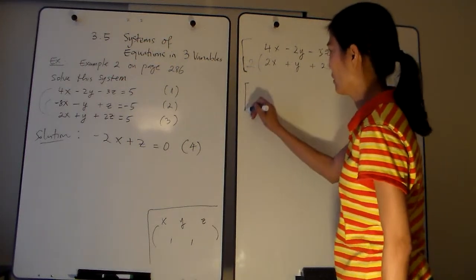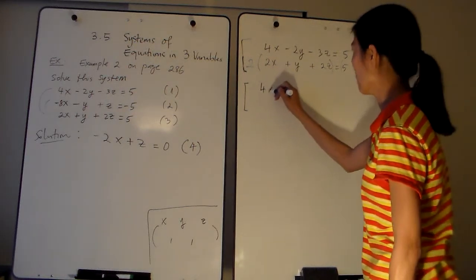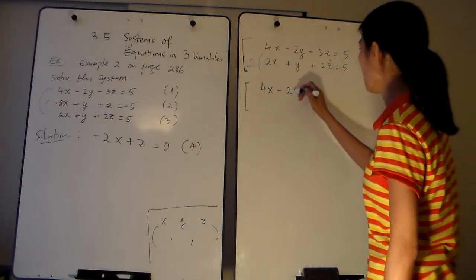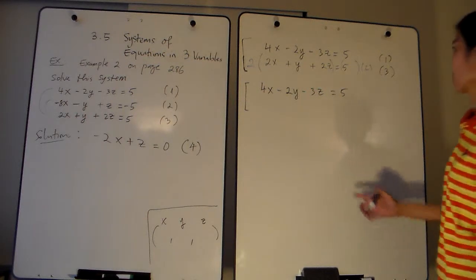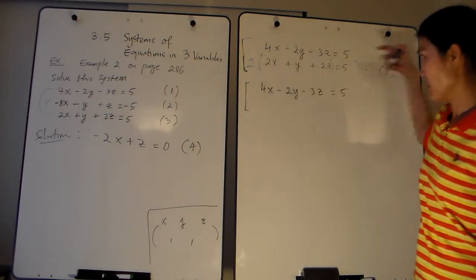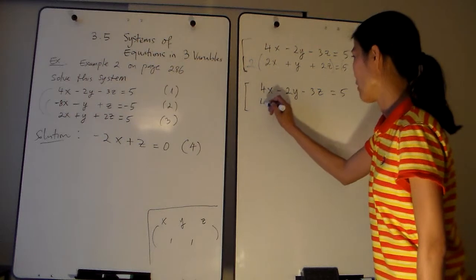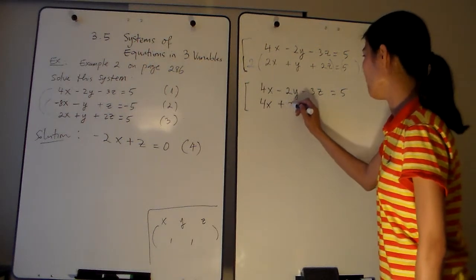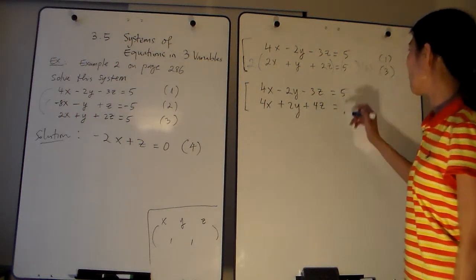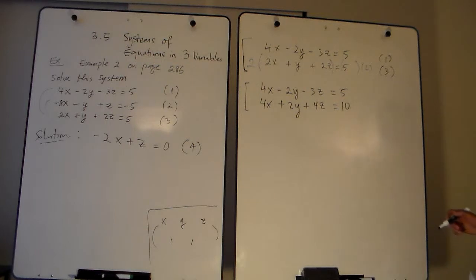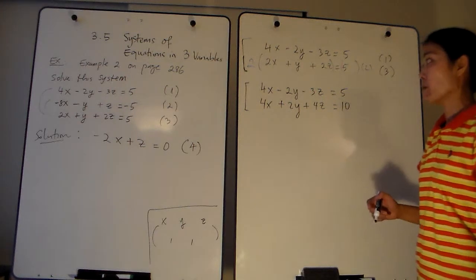So this first row right here, I haven't changed anything, so I just copy it in exactly, the first equation. Alright, so for this equation right here, equation 3, we decide to multiply 2 on both sides. Let's simplify. 2 times 2x is 4x, 2 times y is 2y, 2 times 2z is positive 4z, 2 times 5 is 10.